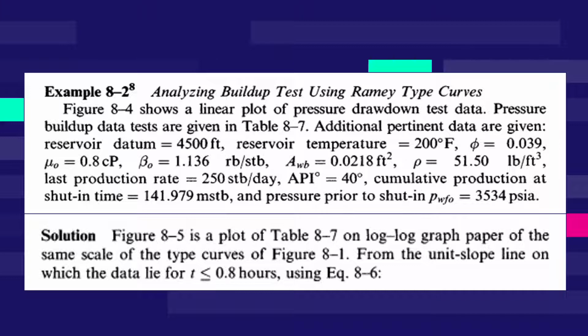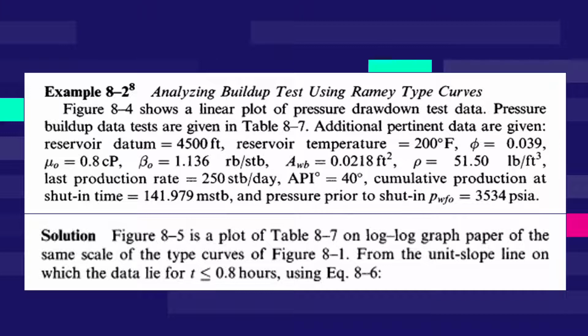The wellbore area is 0.0218 feet squared. The fluid density is 51.50 lb per cubic foot. The last production rate is equal to 250 STB per day. The API gravity is 40 degrees. Cumulative production at shut-in time is equal to 141.979 MSTB, and the pressure prior to shut-in, Pwf0, is equal to 3,534 psia.